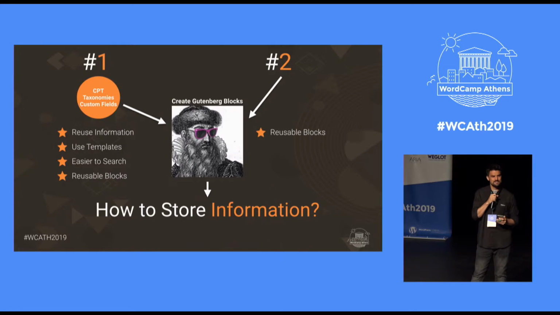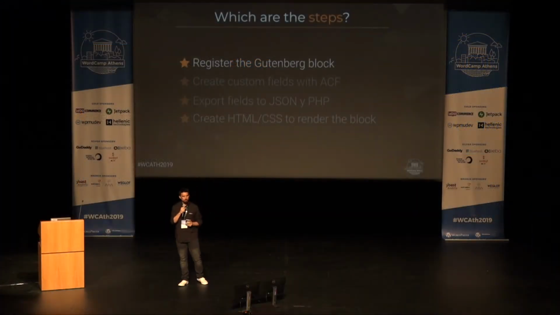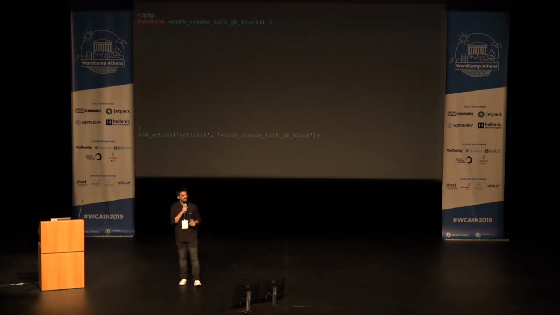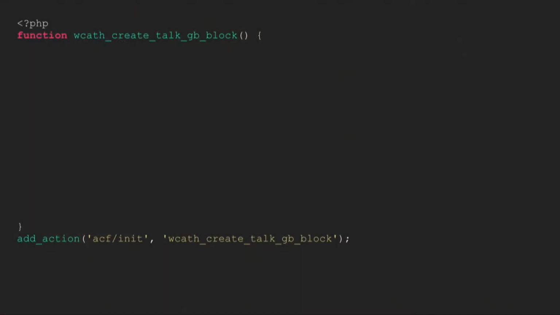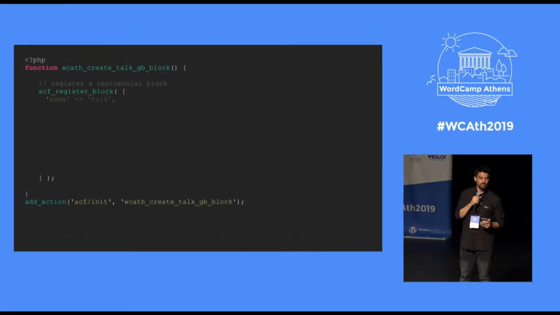So, which are the steps? Step number 1, we have to register the Gutenberg block. How do we do that? Well, we have a specific action in ACF. Can you see the code? Okay. It's a custom action called acf/init. Then we attach a function to that, and we start writing the function itself to register a block. And it has a lot of parameters, as we will see right now.